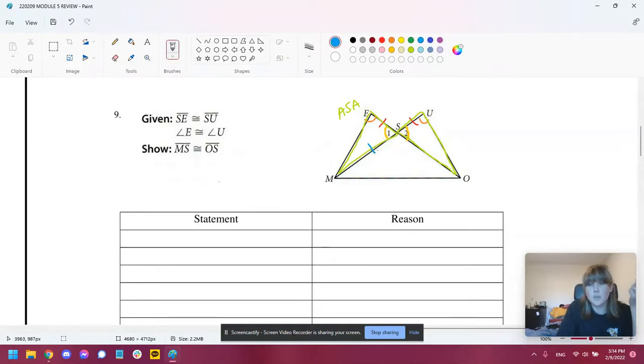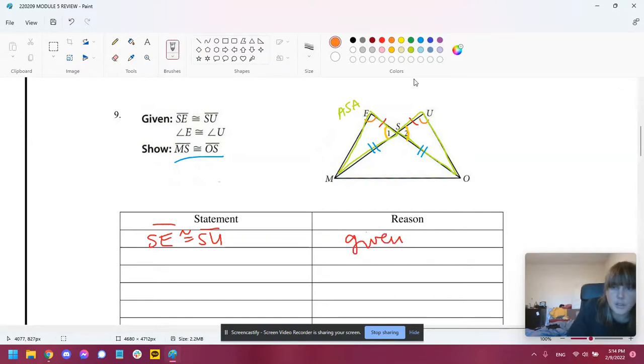Once I know that those triangles are equal, I get to say that these things are equal, which is what I wanted, because corresponding parts of congruent triangles are congruent. The different parts of equal triangles have to be equal to each other. And then I'm done, because I showed what I wanted to show. So let's write down what I just said. I said that SE is equal to SU because they told me to. Right? I said that angle E was congruent to angle U. Again, they told me this. I said that angle 1 was equal to angle 2 because they were vertical with each other.